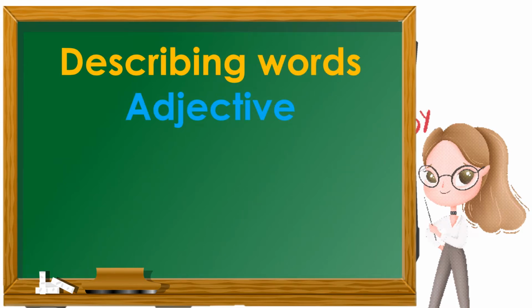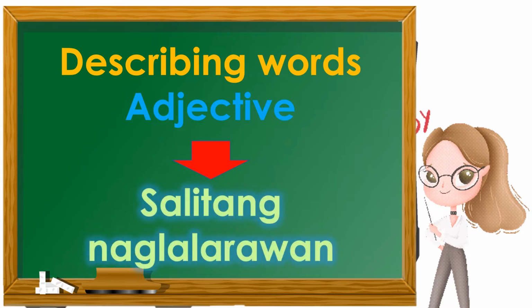Describing words are also called adjective in English, and you already studied this in Filipino or mother tongue. And we call it salitang naglalarawan o pang-uri. Kung naaalala nyo, yung hugis ay pang-uri, yung sukat, yung bilang, yung itsura, yung nararamdaman, yan. So, yun ay mga halimbawa ng pang-uri. So, ililipat lang ulit natin sa English para mas mabilis niyong maunawaan.